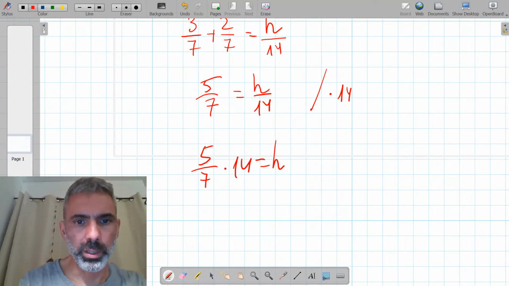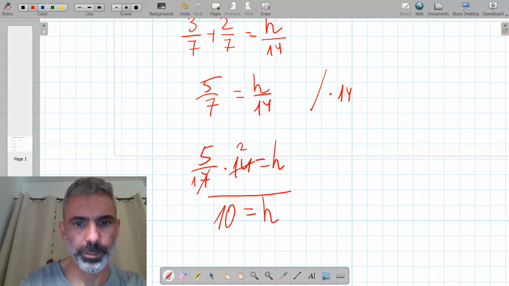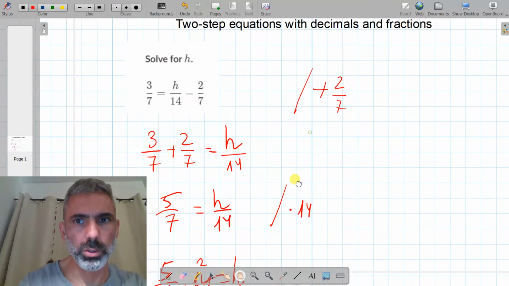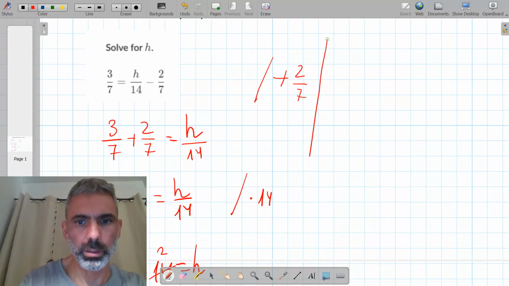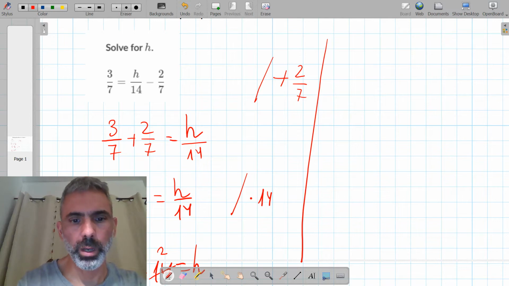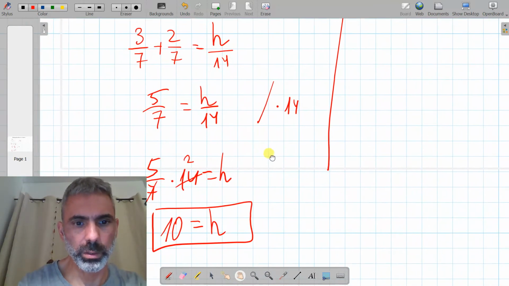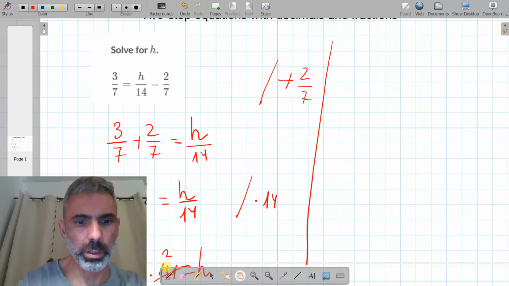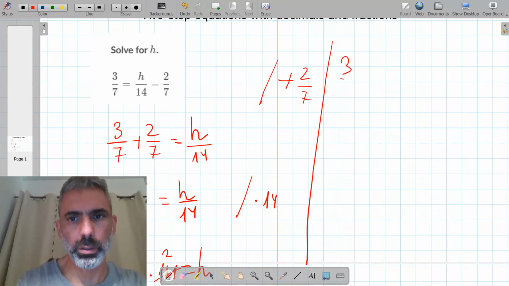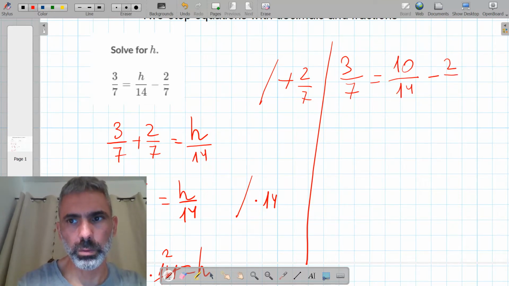So on the left hand side I can simplify this. 7 divided by 7 is 1, 14 divided by 7 is 2, so 5 times 2 is 10, 10 equals h. So now to verify that this is the correct answer, I will plug in the result, which is h equals 10, in the original equation. So 3 over 7 equals 10 divided by 14 minus 2 7s.